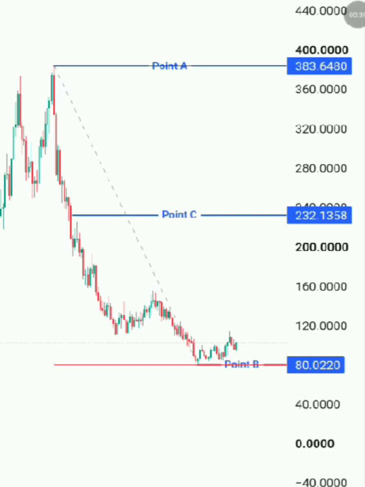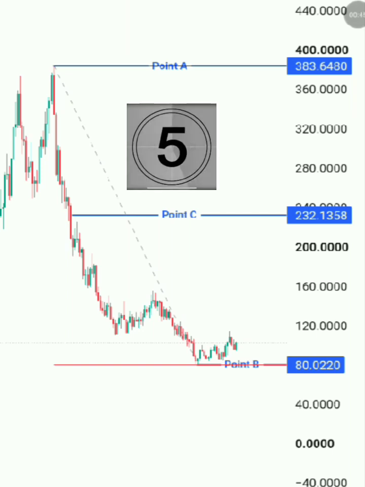So looking at this chart, will you buy or sell? You have 5 seconds to decide. 5, 4, 3, 2, 1. All right, let's break this chart down.